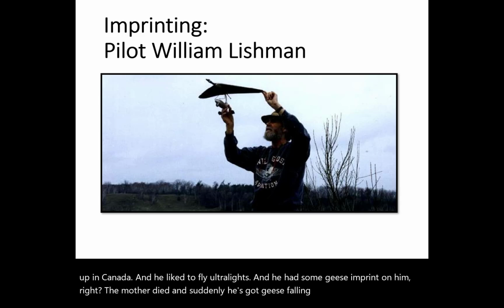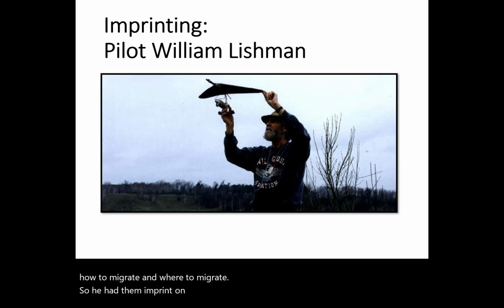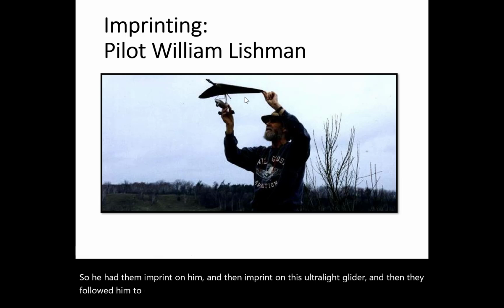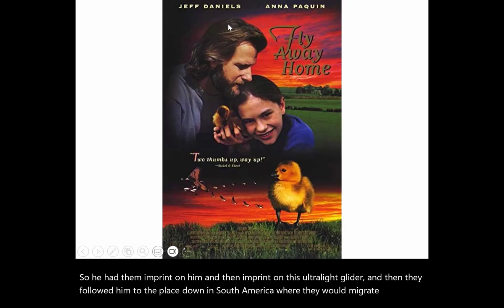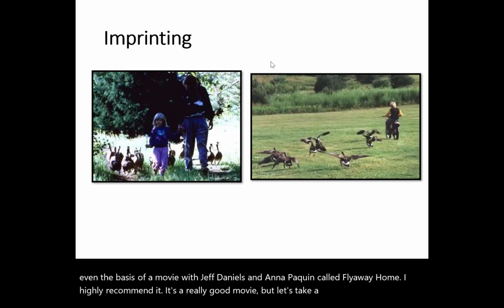They're Canada geese. And he's like, I think I need to teach these animals. They have to learn how to migrate and where to migrate. So he had them imprint on him and then imprint on this ultralight glider. And then they followed him to the place down in South America where they would migrate to. It was even the basis of a movie with Jeff Daniels and Anna Paquin called Fly Away Home. I highly recommend it. It's a really good movie. But let's take a look at how he did this.